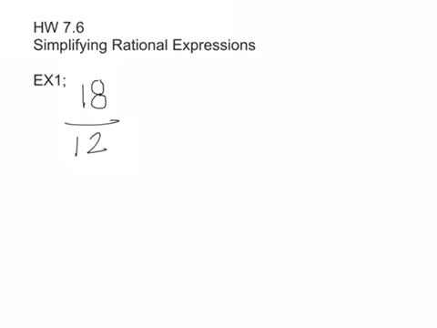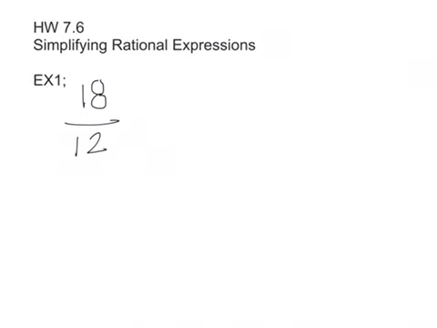Hey guys, this is homework 7.6 on simplifying rational expressions. Simplifying rational expressions is really just simplifying fractions, except now we might have expressions in the numerator and denominator instead of just whole numbers. So we really have to use our factoring skills to simplify these rational expressions. We need to remember that when we simplify a fraction, we should always be creating equivalent fractions.